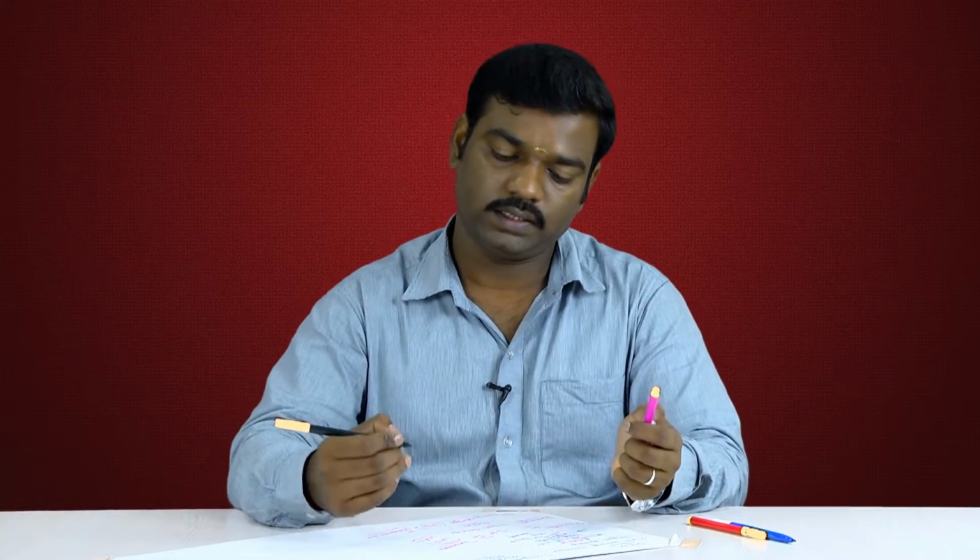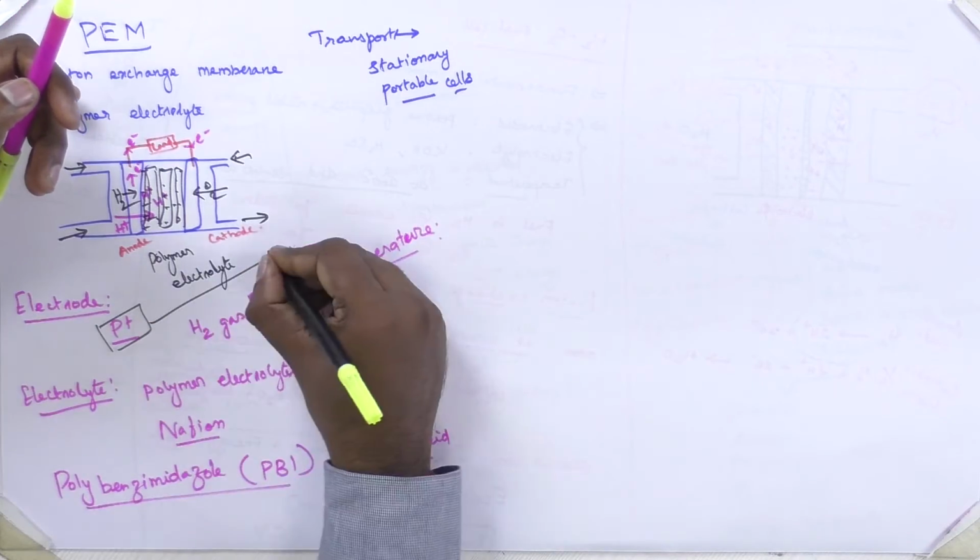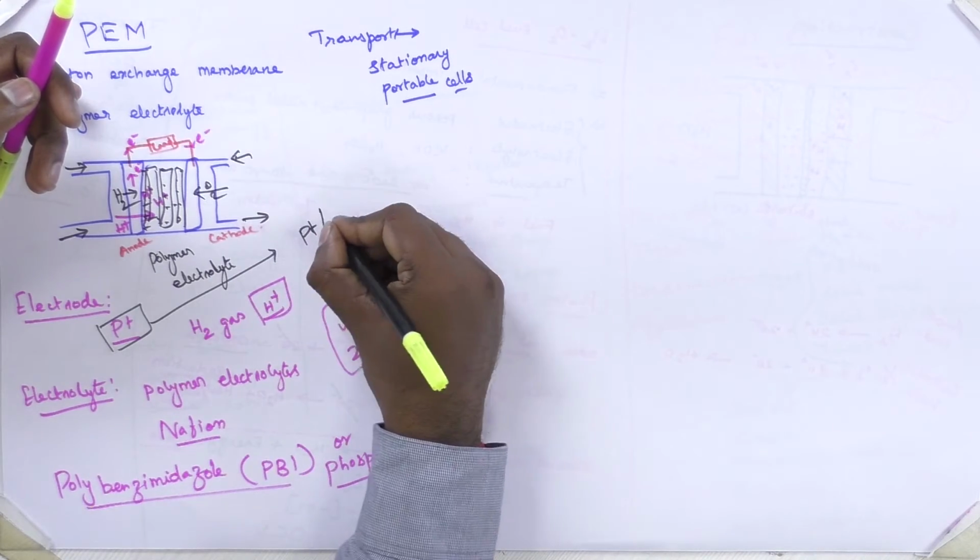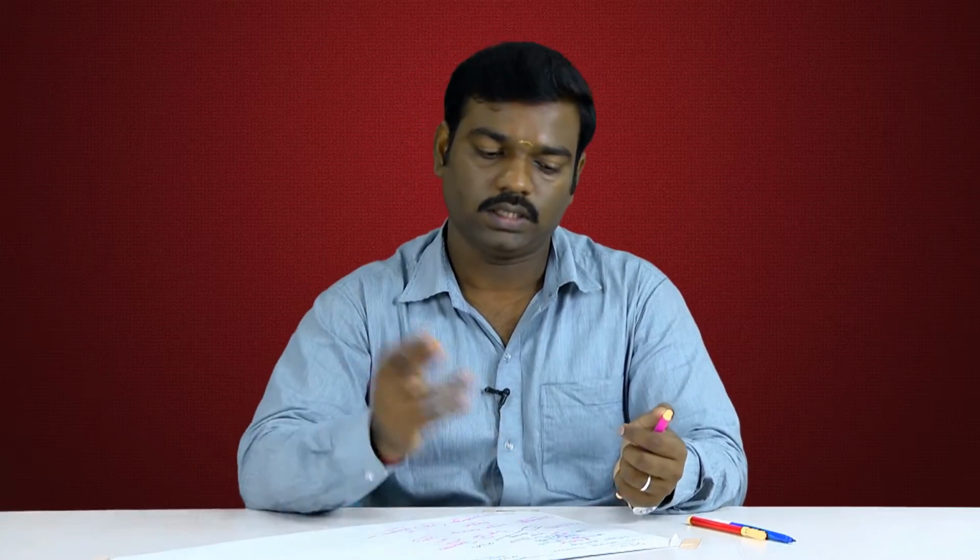And finally, regarding the electrode materials, the usage of platinum is somewhat restricted due to cost. So nowadays we are going for platinum in cerium oxide, and some other materials are coming up for PEM fuel cell application.